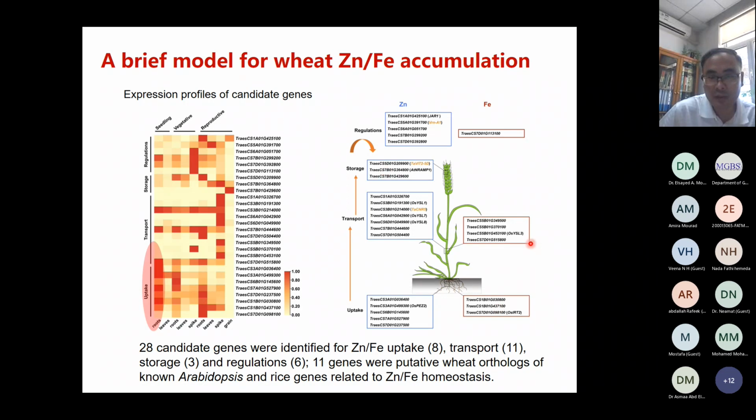We give a very brief model for the accumulation of minerals from the root to the head to the seed. For the expression profile of the candidate genes, genes related to uptake show high expression in the root tissue, which makes sense for the genes' function. Importantly, out of the 28 genes, 11 are putative orthologs of rice or Arabidopsis genes that are already cloned with known function in zinc homeostasis. That means GWAS has very strong power to detect loci.